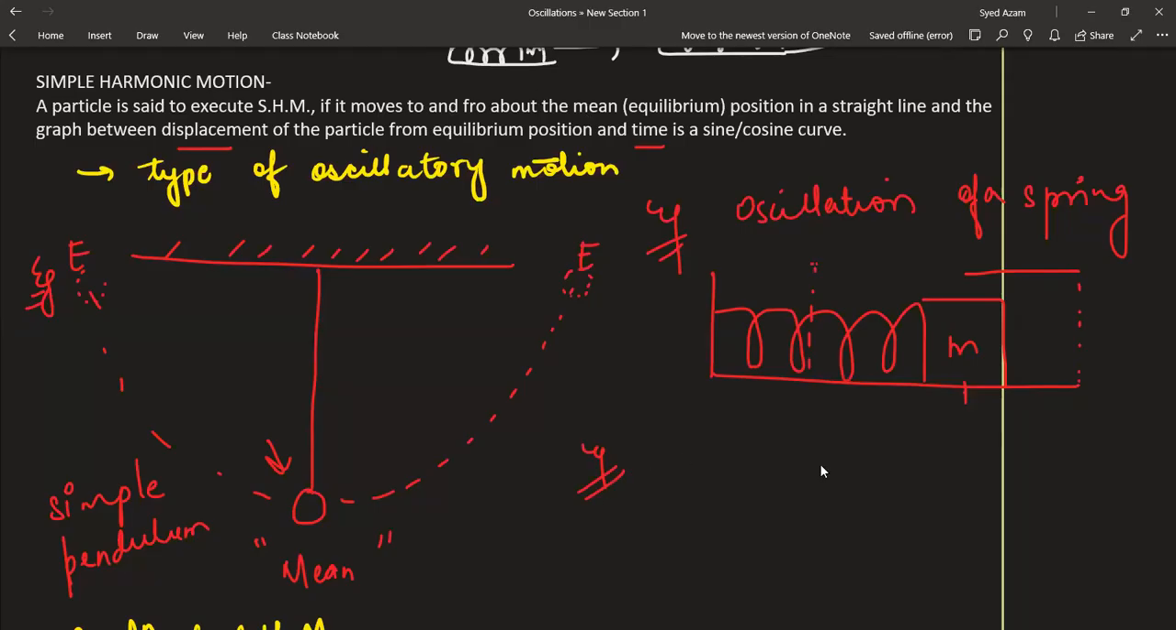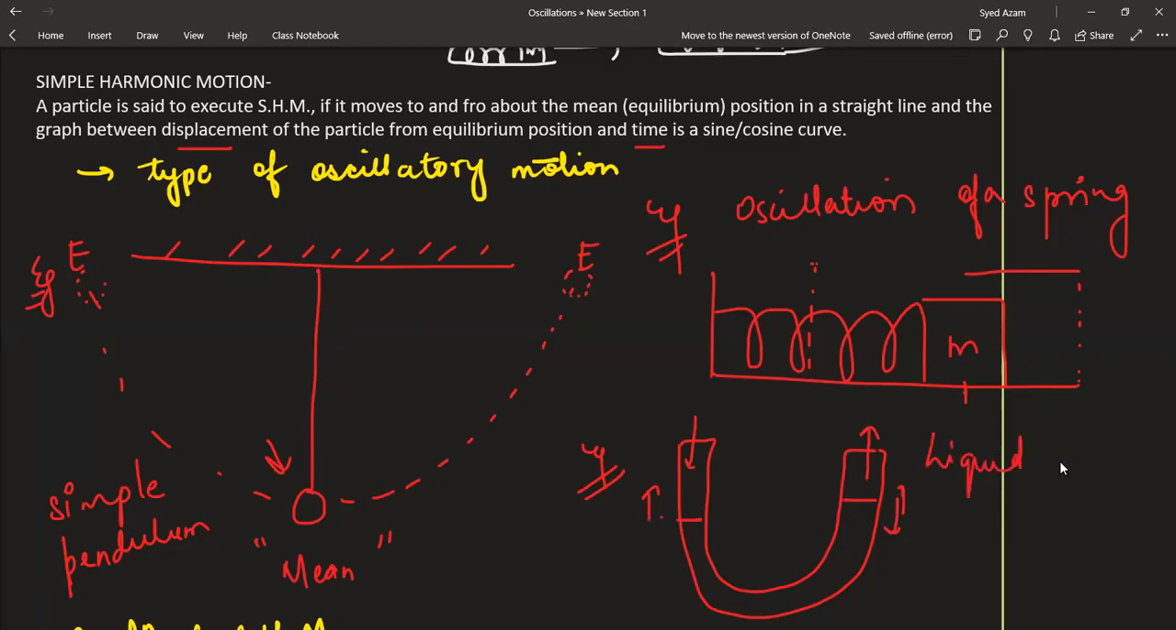Or there is one more example. U-tube problems we have seen in the fluids chapter. So suppose this liquid is filled and here we have pushed it. This is the mean position. So it will rise from here, then again it will be depressed. It will rise from here, then again it will be depressed. It will be oscillating. So liquid in a U-tube. Now this liquid in a U-tube has been deleted from your syllabus. Earlier, this was also there in your syllabus.